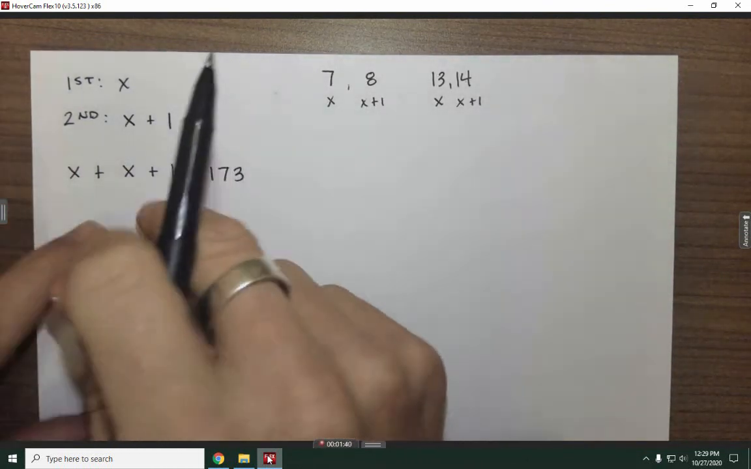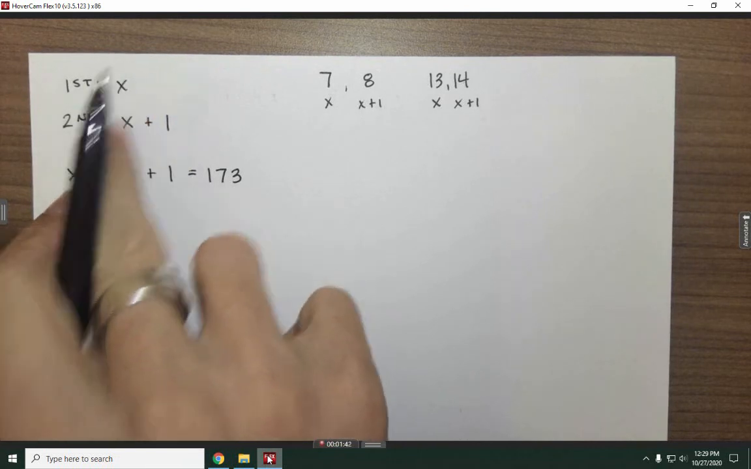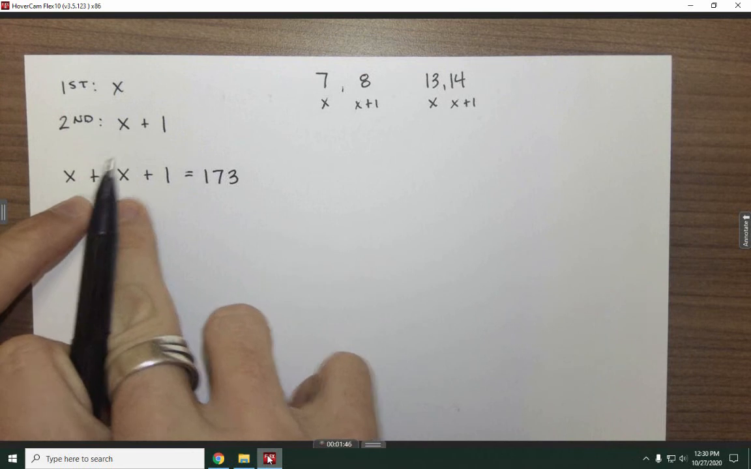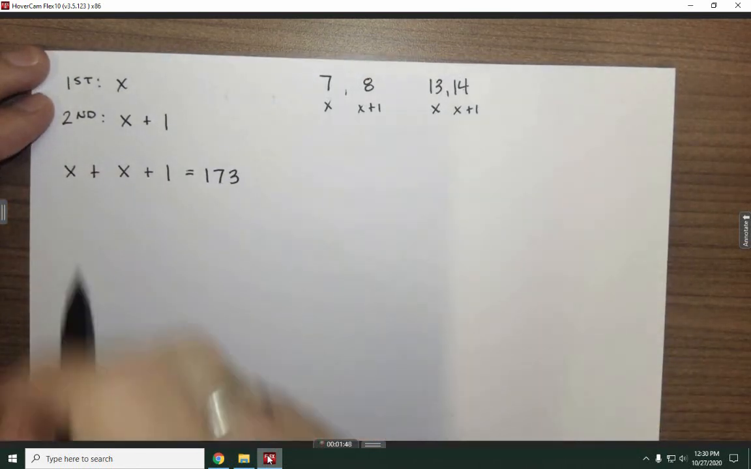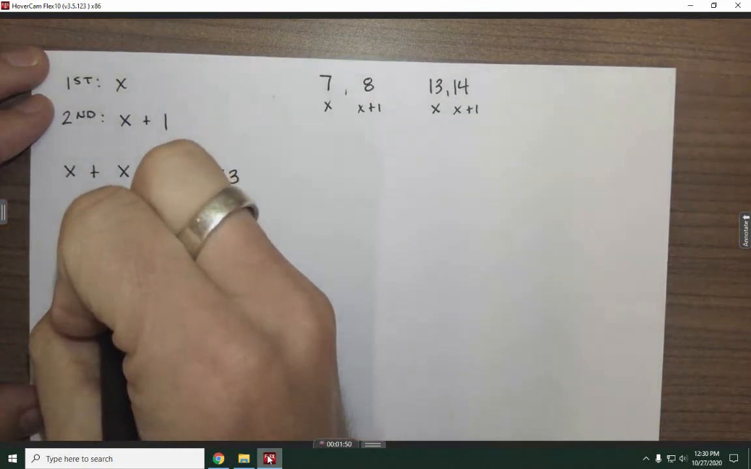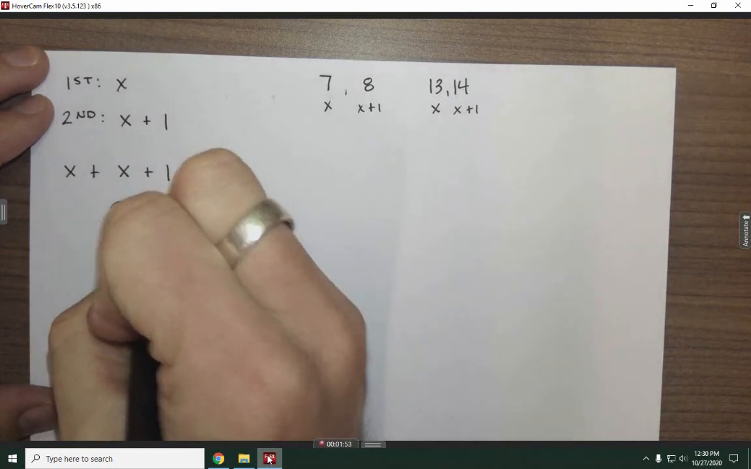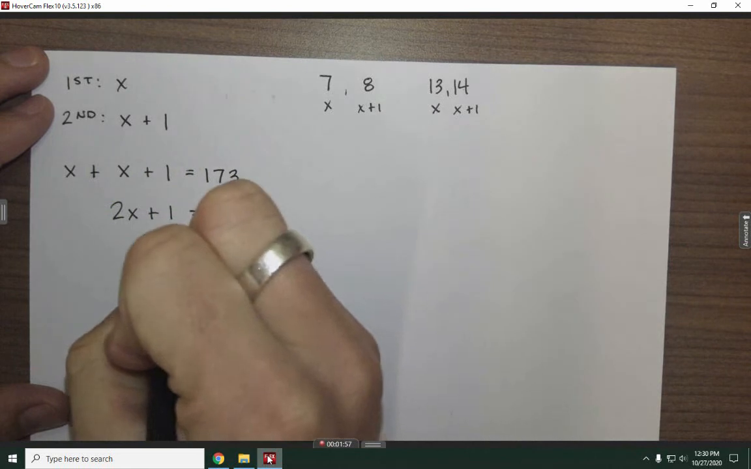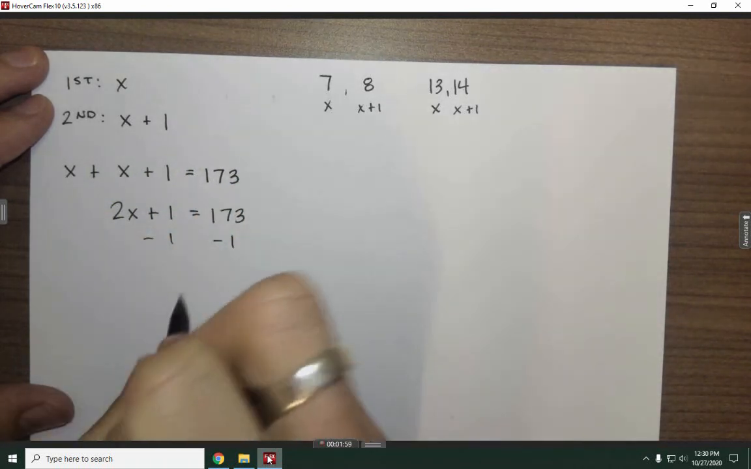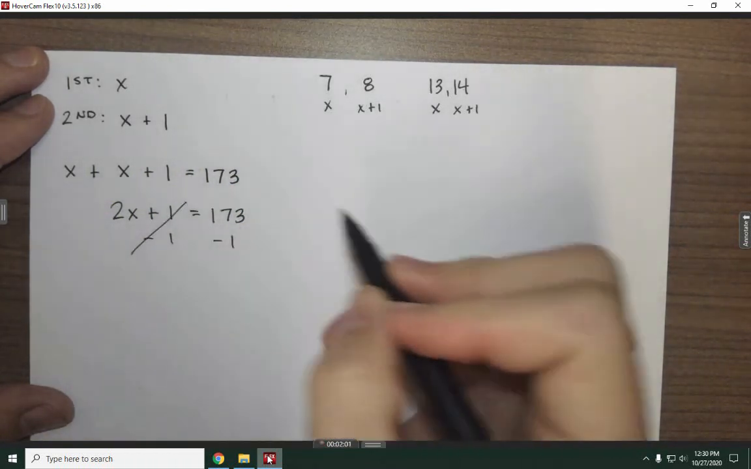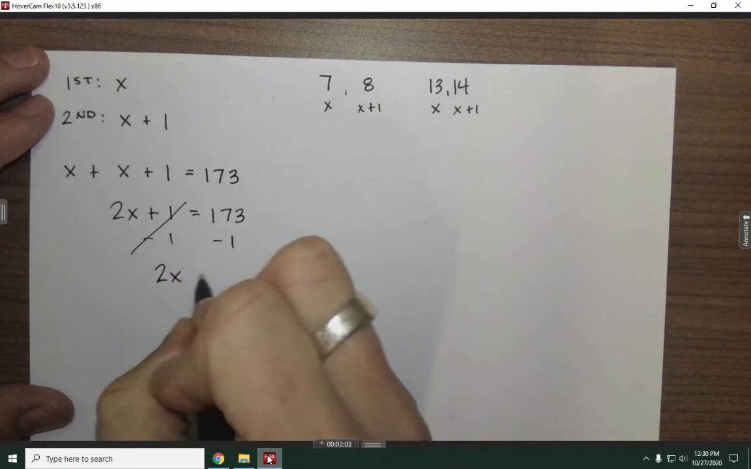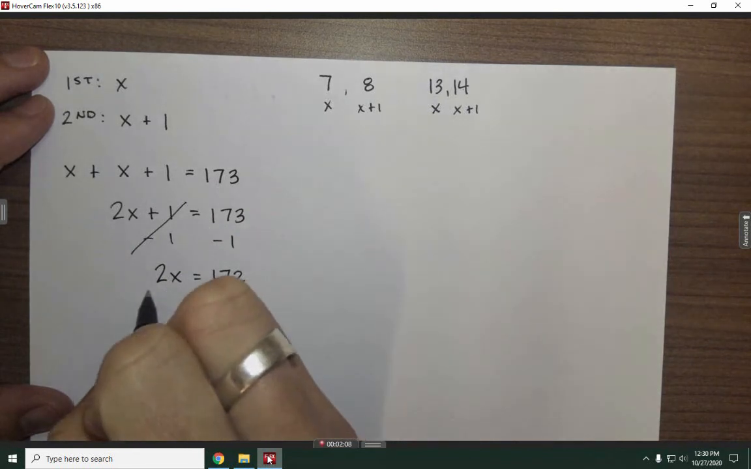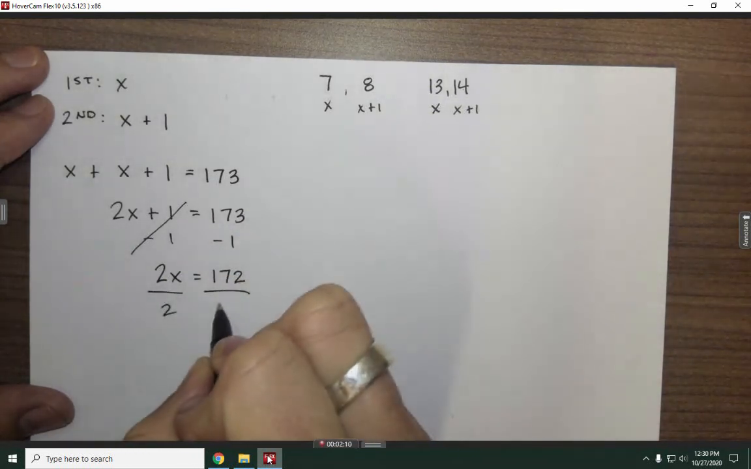And so it said the sum of these two. So we have our x, which is here, our x plus 1 is here, so we're doing the sum of those two equals 173. So x plus x is 2x plus 1 is 173. Then we're going to minus our 1 on both sides, because we always do the opposite, and that cancels away. We get 2x, and this equals 172.